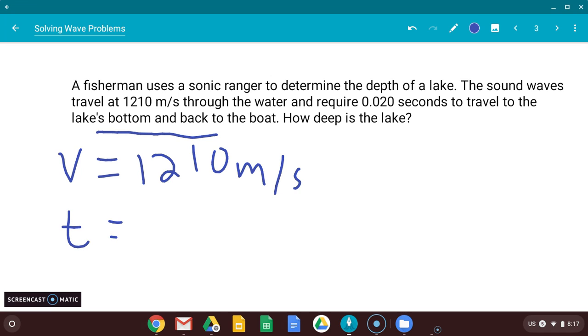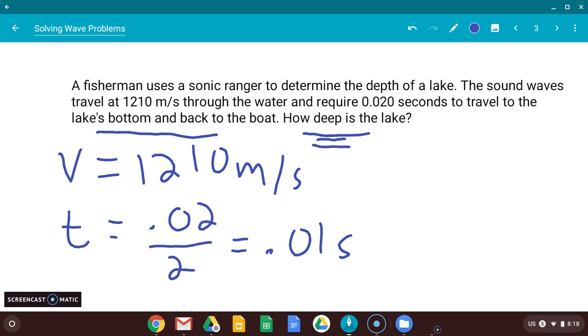But again, it's bottom and back, and we just want to know how deep the lake is. How deep would just be one way. So if we use the whole entire time, 0.02, in our formula, that's going to find a d that represents bottom and back. That's not what how deep means, right? So we got to take that and divide that by 2. It takes 0.02 seconds to go bottom and back. It would take only 0.01 seconds to go half of that. And that's what we're being asked.